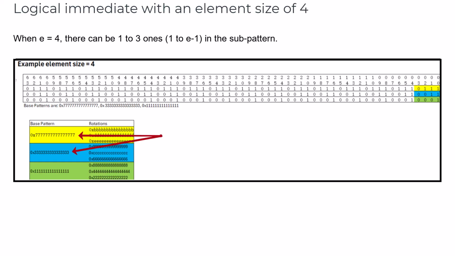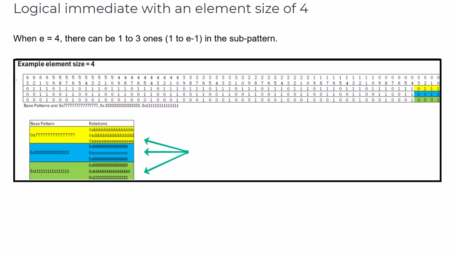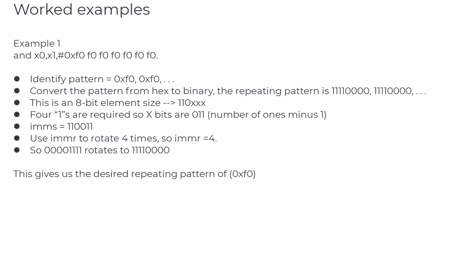Now when we rotate each of these base patterns, we have a total of 4 possibilities. 1 base pattern, and the 3 rotations for each of the base patterns. So this gives us a total combination count of 12. The diagram shows the 3 base patterns, and then it shows the 9 rotated values. Let's look at a logical operator using a logical immediate. So in this first example, we're going to use the instruction AND x0 for the destination with x1 for the source. The immediate value is hex f0, f0, f0, f0, f0, f0, f0, f0.